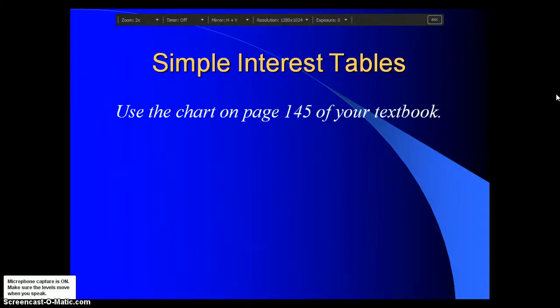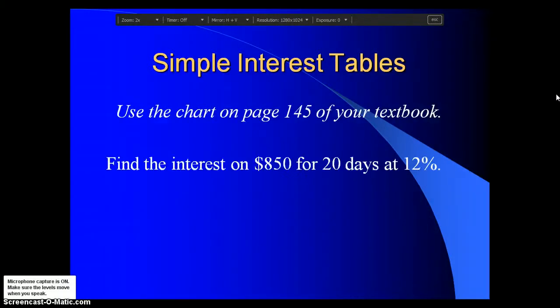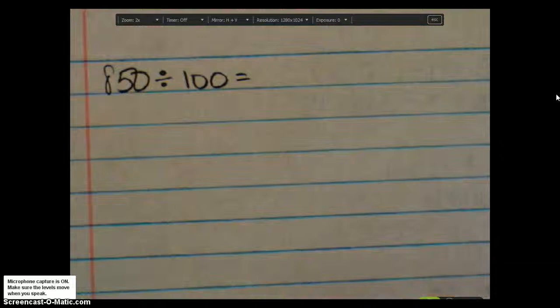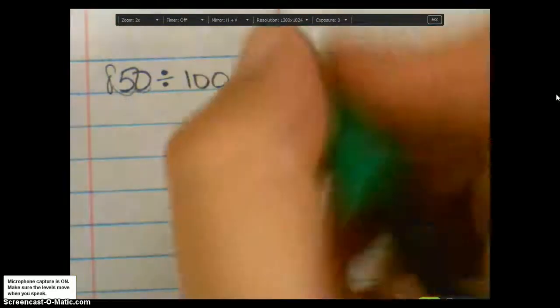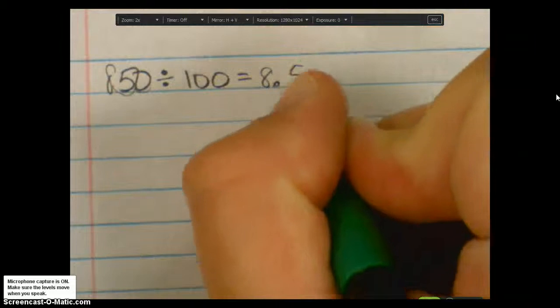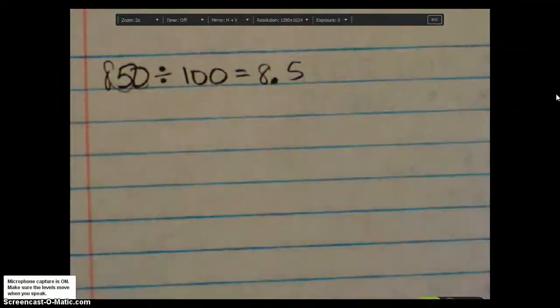So once again, you need page 145 in your textbook. Remember, it is in Moodle. Looking at the interest on $850 for 20 days at 12%. So we're going to switch over to the camera. We know our principal was $850. First step, find out how many hundreds there are. So principal, divide by 100. Once you divide it, remember, move your decimal 2 places to the left. It's your quick, easy way. You can use your calculator if you want. So we're looking at 8.5.